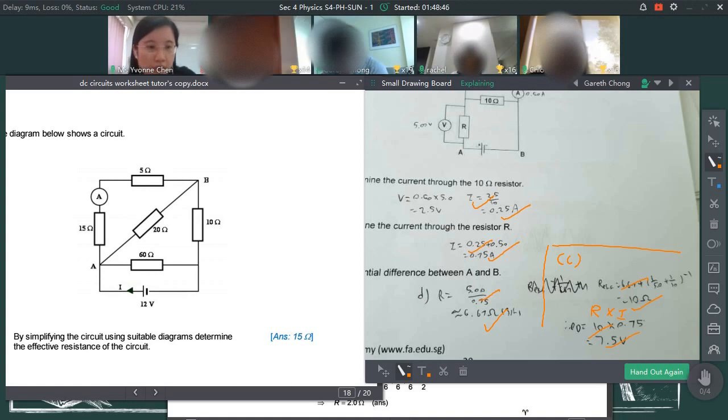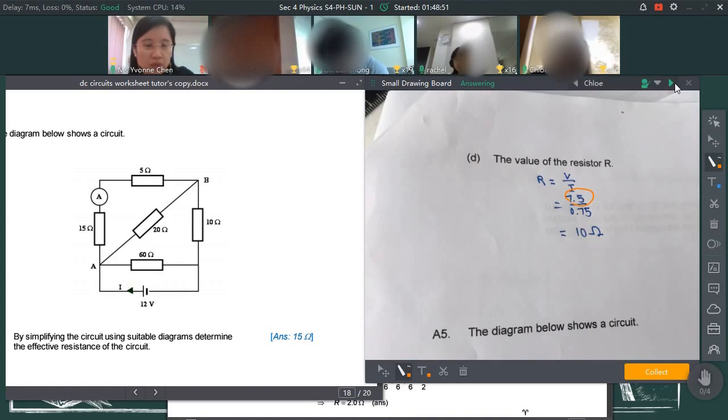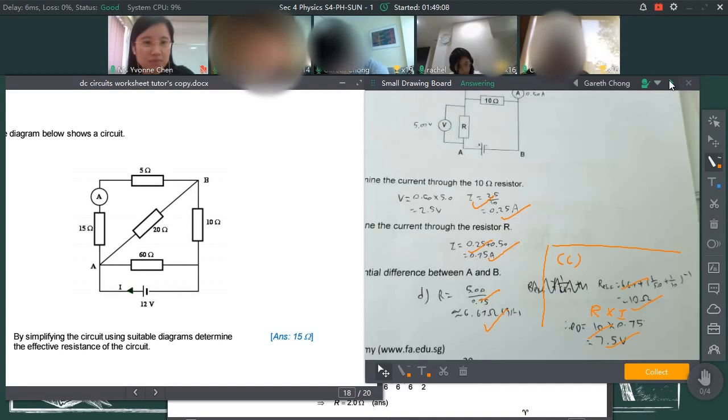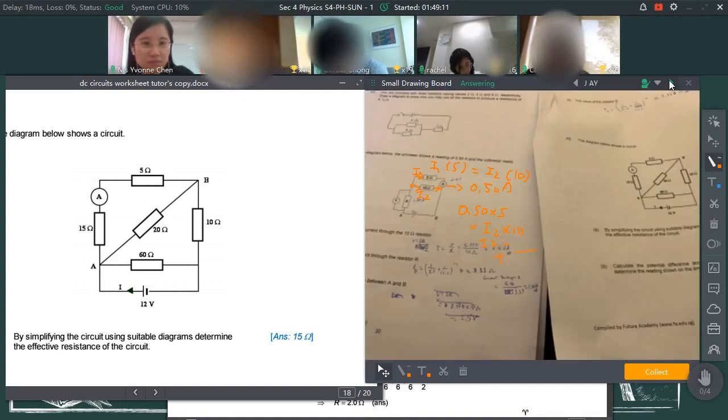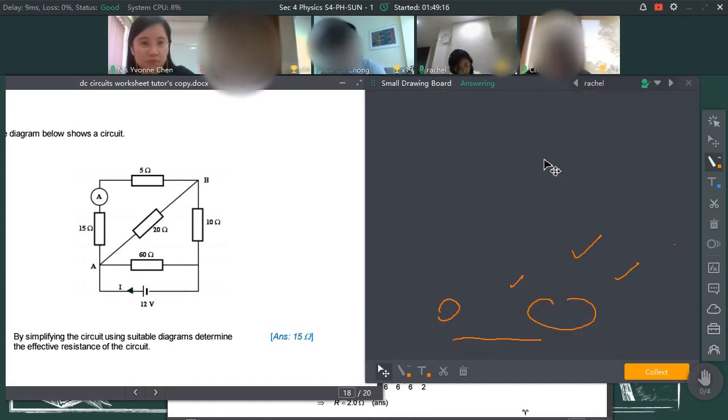Okay, I'll hand out the board again. So I'll help you to delete all the working. So please try question 5 now. By the way, please use pencil to draw the circuit diagram. Don't use pen. If you use pen, you are penalizing yourself in terms of time management.